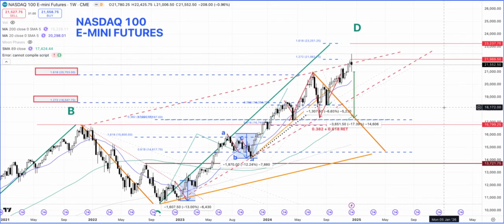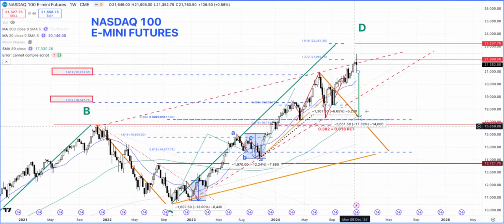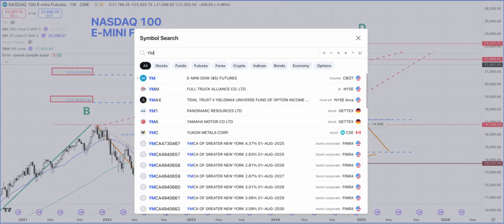But here we go. This is NASDAQ 100. Look at this wedge formation. It hit our target, in between our upper target and lower target, the lower target already achieved, and maybe it hits our higher target as well, remains to be seen. And then we take a look at the Dow.